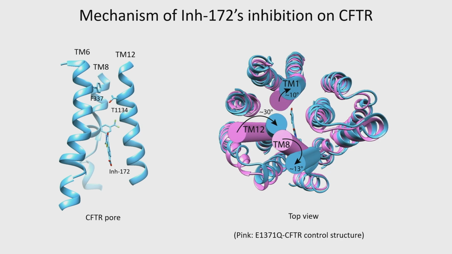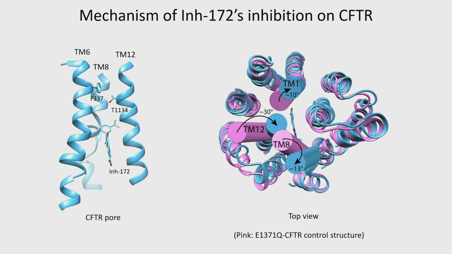But for VX770, so far from what we see from structural studies, if you use the E1371Q CFTR as your sample, even if you add VX770, the conformation doesn't change. Oh. But they can be bound at the same time. Huh? But they can bind at the same time. I think so. Wow. No one did that.